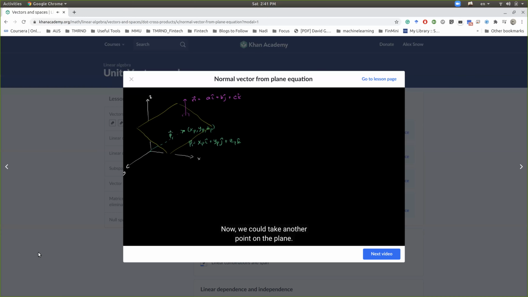Now, we could take another point on the plane. Let's say this is a particular point on the plane. Let's say we just say any other point on the plane, X, Y, Z, but we're saying that X, Y, Z sits on the plane.